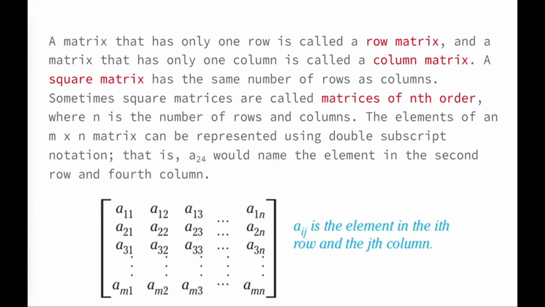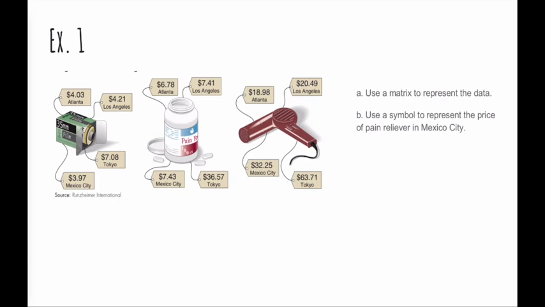The elements of an m by n matrix can be represented using double subscript. So A2,4 would name the element in the 2nd row and the 4th column. Use a matrix to represent the data, and use a symbol to represent the price of pain reliever in Mexico City.